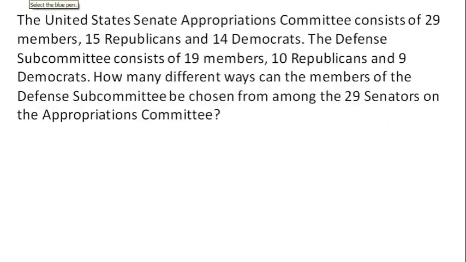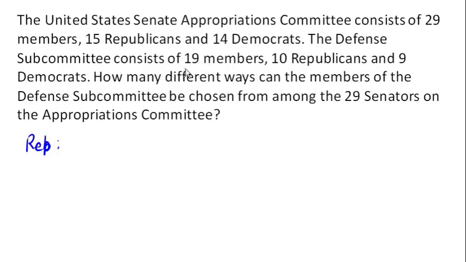So the Senate Appropriations Committee consists of 29 members, and suppose that it was 15 Republicans and 14 Democrats. The Defense Subcommittee, which is a smaller group of that, consists of 19 members, 10 Republicans and 9 Democrats. How many different ways could the members of the Defense Subcommittee be chosen from among the 29 senators on the Appropriations Committee? So we're going to look separately at the Republicans and the Democrats here.